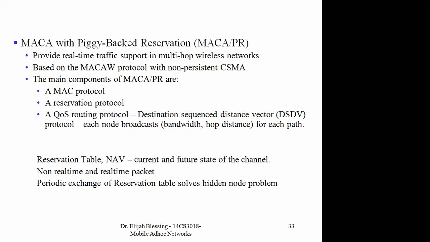Is it clear? So what is the summary of this? Basically this protocol handles the real-time traffic. And it has 3 major components, which are MAC, reservation, and QoS routing. It maintains something called a reservation table, and you do a periodic exchange of this reservation table in order to solve the hidden node problem. Having said that, it provides support for real-time traffic. Doesn't mean that it doesn't handle non-real-time traffic. It handles it. So when does it handle? When you have free slots available. Clear?